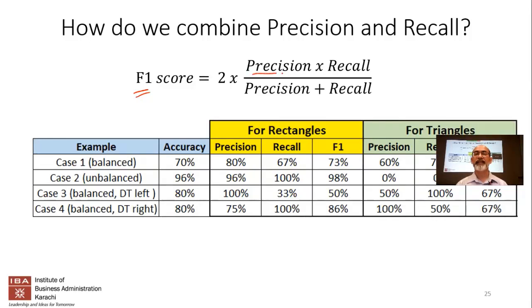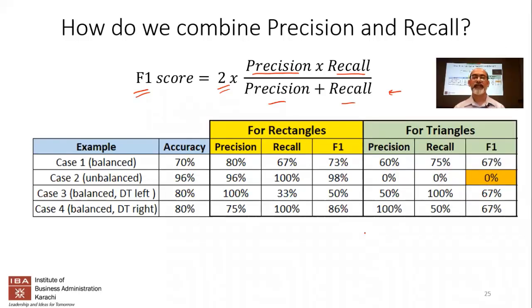Basically it says, let's multiply precision and recall, okay? And at the bottom, we're going to do the sum. So I'm going to take the sum of precision plus recall. And we multiply it by 2 as well, just for certain reasons.